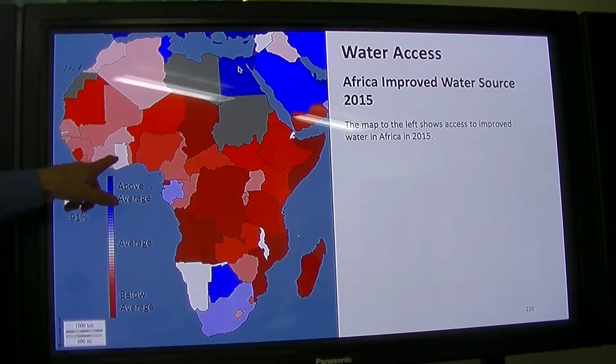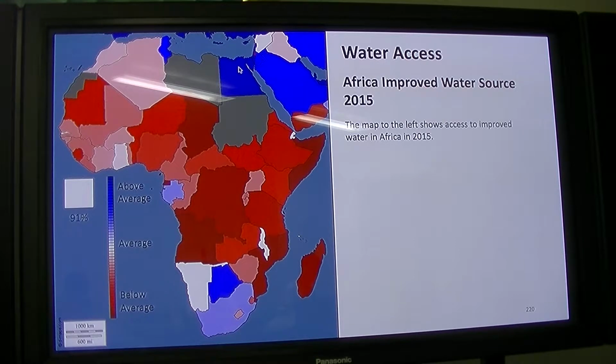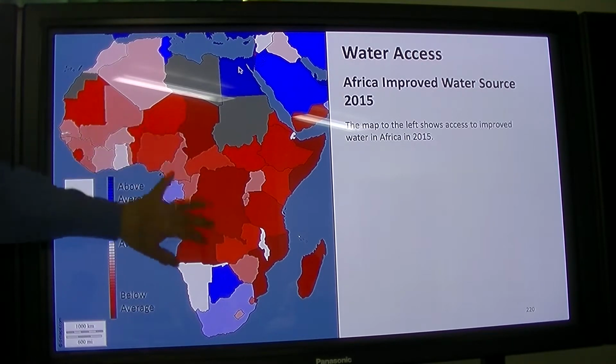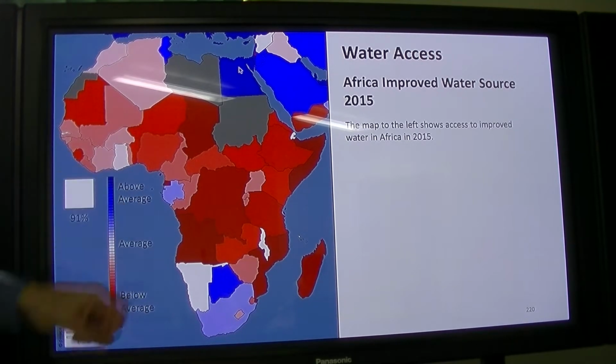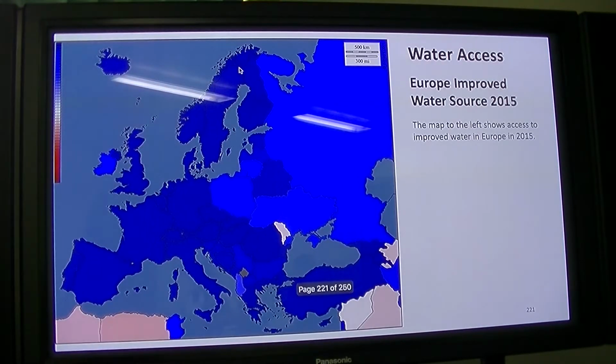This is Ghana. That's just a little bit below the world average, almost 90% of the population in that country have access to clean water. So you can see that's better than a lot of the rest of the continent. But that's still a great example of Africa lagging.